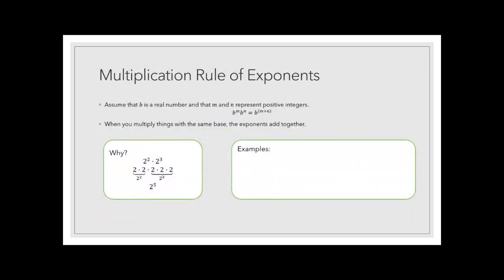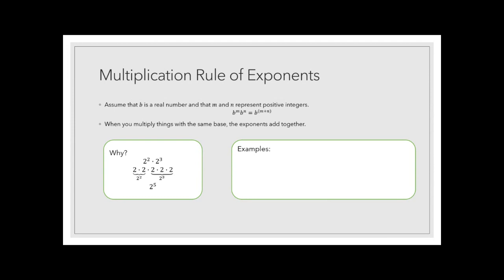So our first rule that we're learning in 5.1 is the multiplication rule for exponents. Basically, what happens if you're multiplying two things together and they both have exponents? So I've started with a mathematical definition here. Assume that b is a real number and that m and n represent positive integers. So we have positive whole numbers as our exponents, not negatives or anything like that. If they have the same base, the exponents get added together. So b to the m times b to the n equals b to the m plus n. So we're adding exponents when we're multiplying things with exponents.